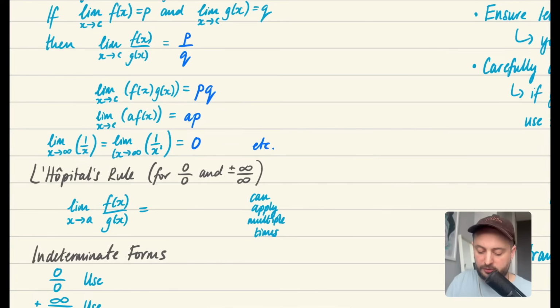So L'Hopital's rule states that the limit of this thing is the same thing as the limit as x goes to a of their derivatives. So you can differentiate the numerator and differentiate the denominator, and the limit, if you can evaluate that, is going to be the same as the original question. And you can apply this multiple times if this thing is still in an indeterminate form that we've got here.